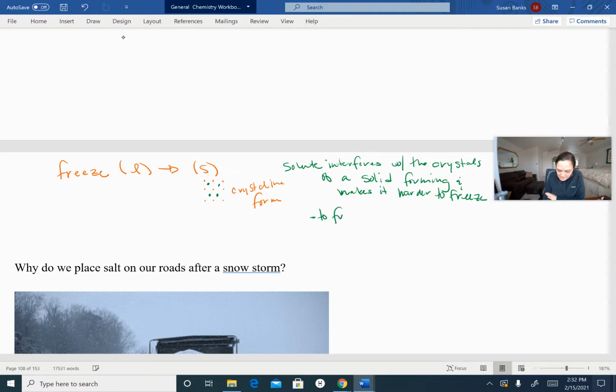To freeze, the solution has to be even colder than the pure solvent.